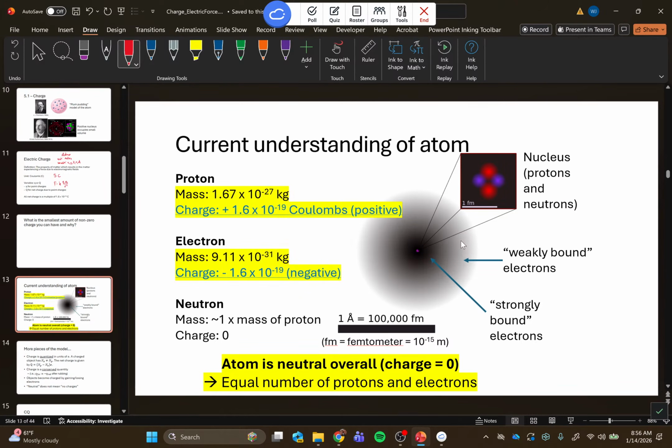So, when something is neutral, when something is uncharged, it just means it has equal amounts. Therefore, when something is charged, it means it has more of one than the other. If it's negatively charged, more electrons. If it's positively charged, more protons. That's what that means. Now, a quick little tidbit is going to come into play later on.